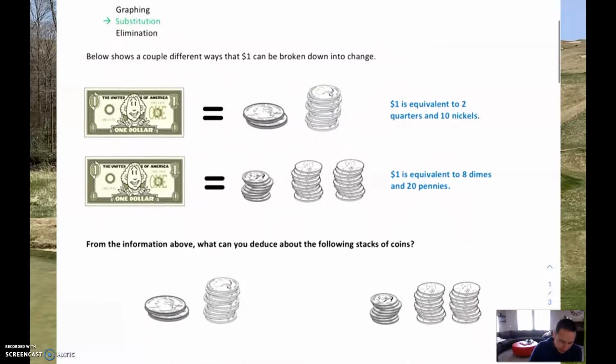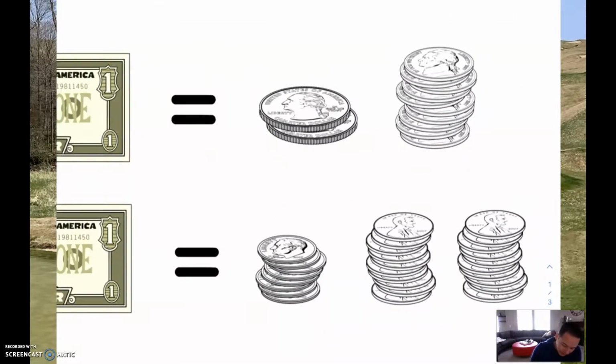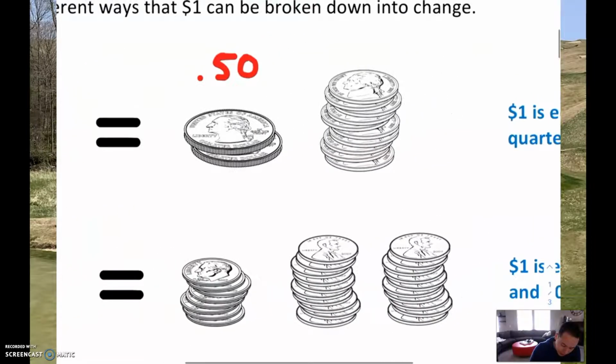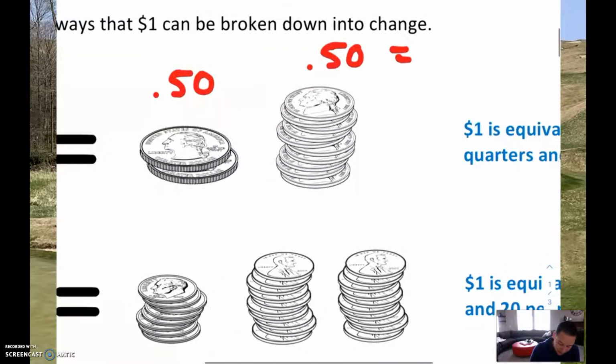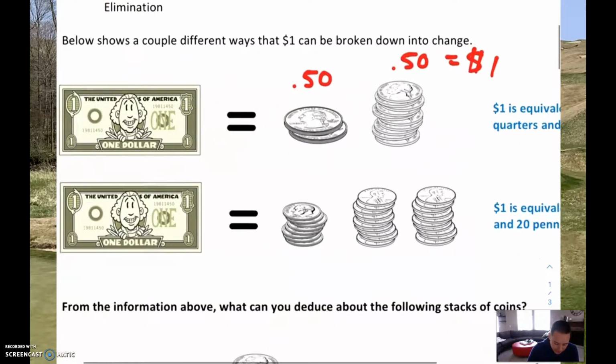So we know that $1 could be broken down into change, and you could have 50 cents worth of quarters, and you could have 10 nickels, that's another 50 cents. And if you add those together, you still have $1. So it's an equivalent amount. It's a much more annoying amount to try and carry in your pocket or your purse, but hey, it's still $1. It still spends the same.